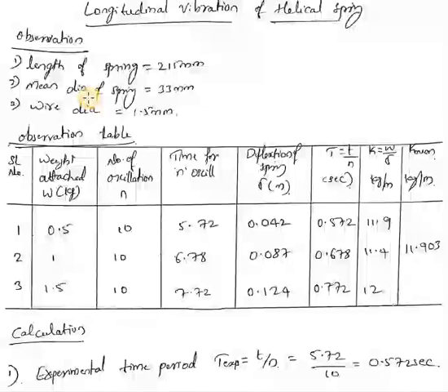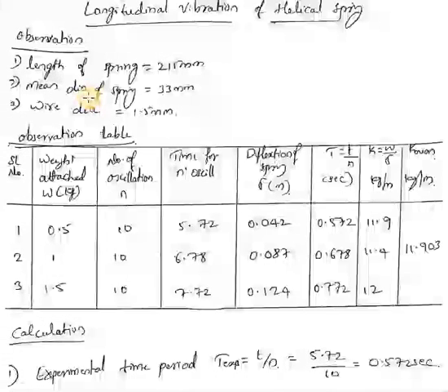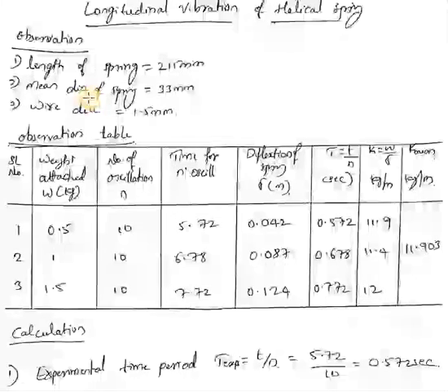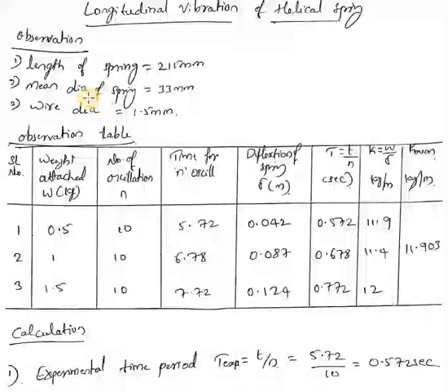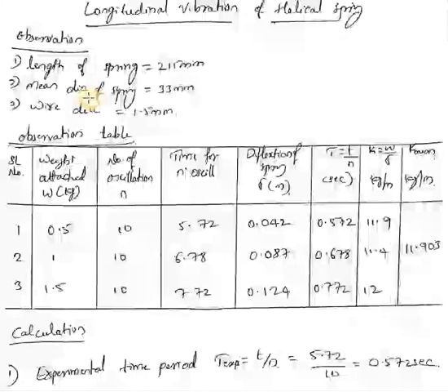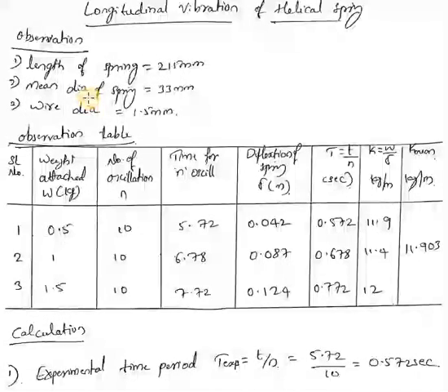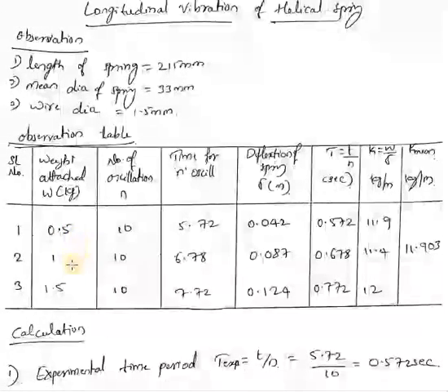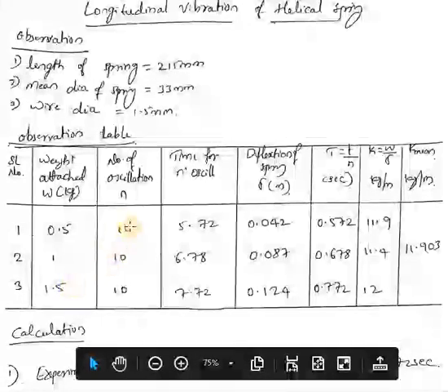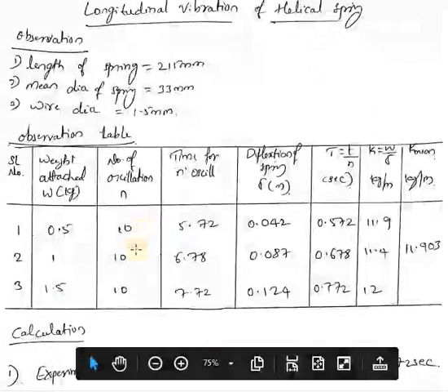So in the last video, we saw how to conduct the experiment on longitudinal vibration of a helical spring. In the experiment, we made some observations. The length of the spring is 215 mm, the mean diameter of the spring is 33 mm, and the wire diameter is 1.5 mm. Now in the observation table, we noted down the weights. We have taken three different loads: 0.5 kg, 1 kg and 1.5 kg, and we have considered the number of oscillations as 10.